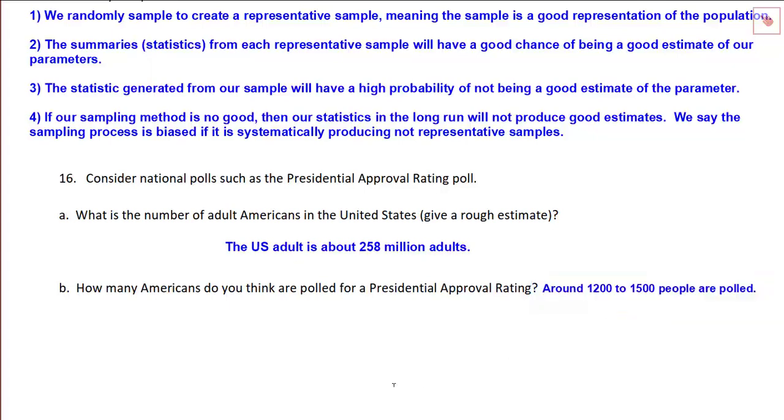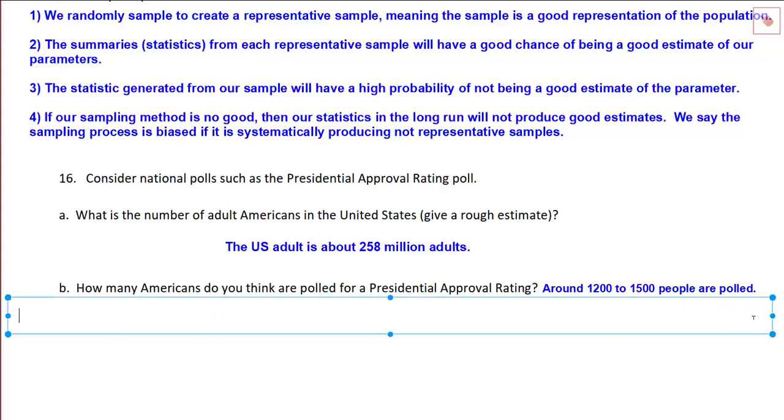So the question becomes, well, how is that possible? The population is about 250 million. How come 1,200, 1,500 represent that? So here's a couple things just to keep in mind. The one truth you want to keep in mind is that the sample size used in any study is not, can't repeat this, it's not dependent on population size.